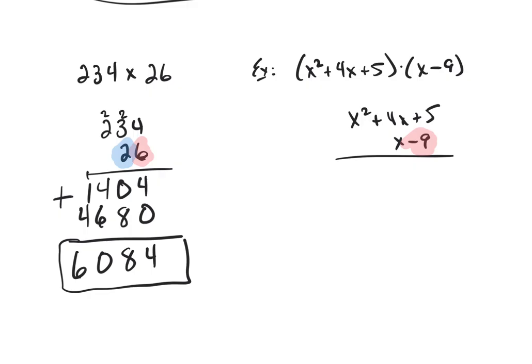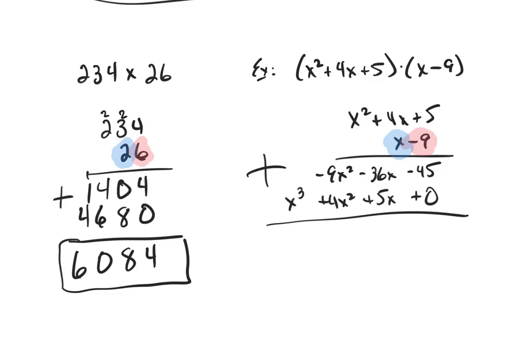And just like in elementary school, what we would start with is multiplying everything through by -9. So -9 times 5, -9 times 4x, -9 times x squared. So we start with the -9 and multiply all 3 other terms by -9. Then we add a 0, and then we start multiplying everything through by x. X times 5, x times 4x, x times x squared.